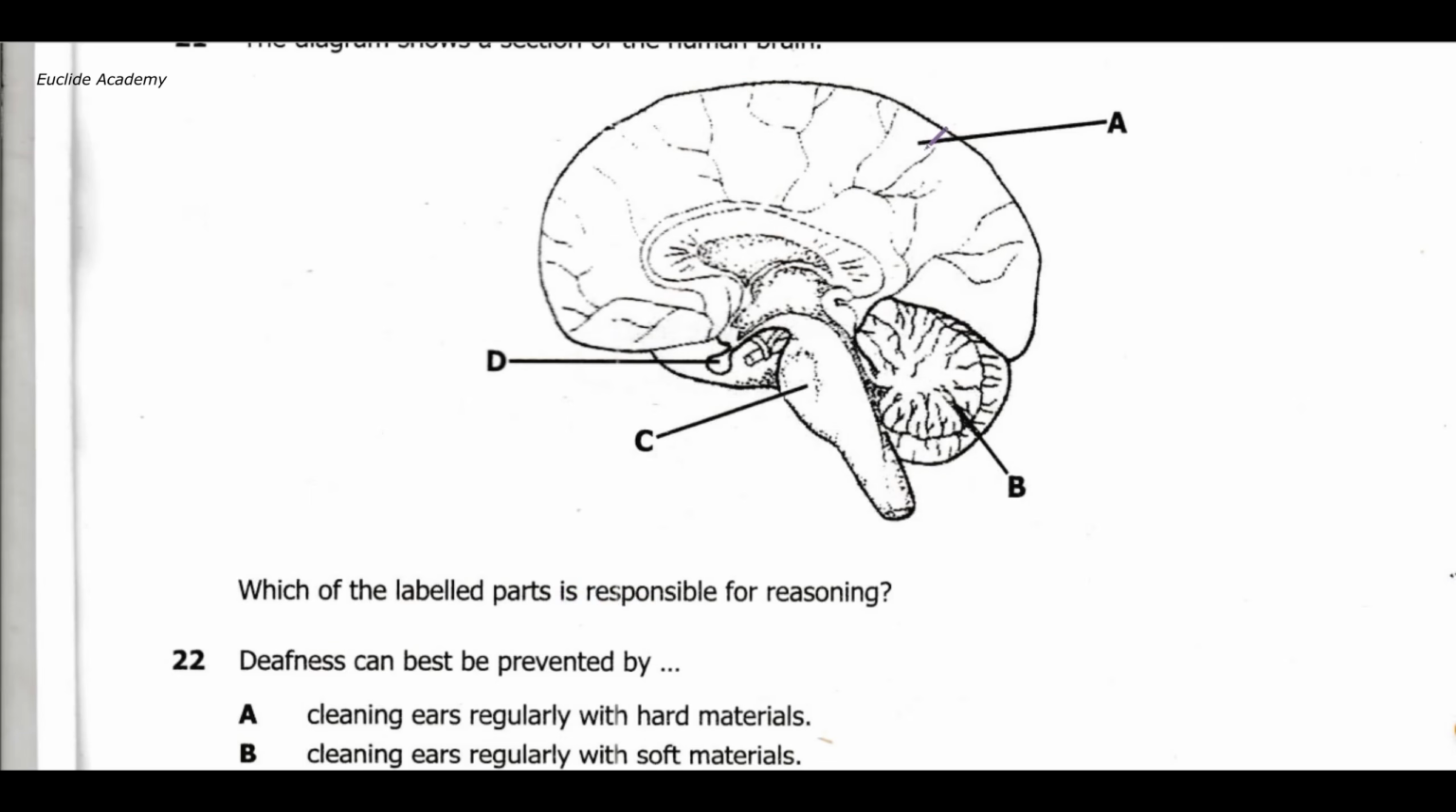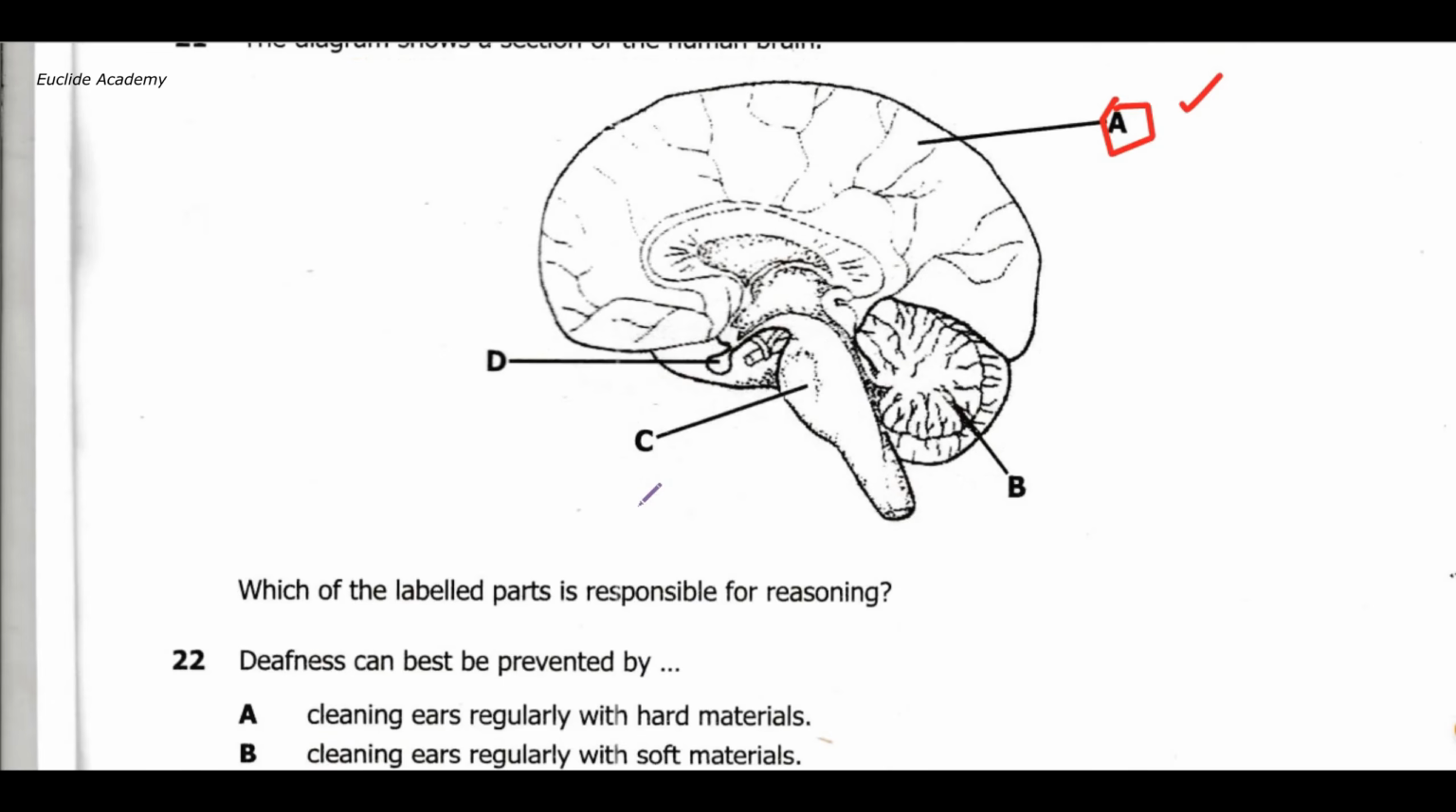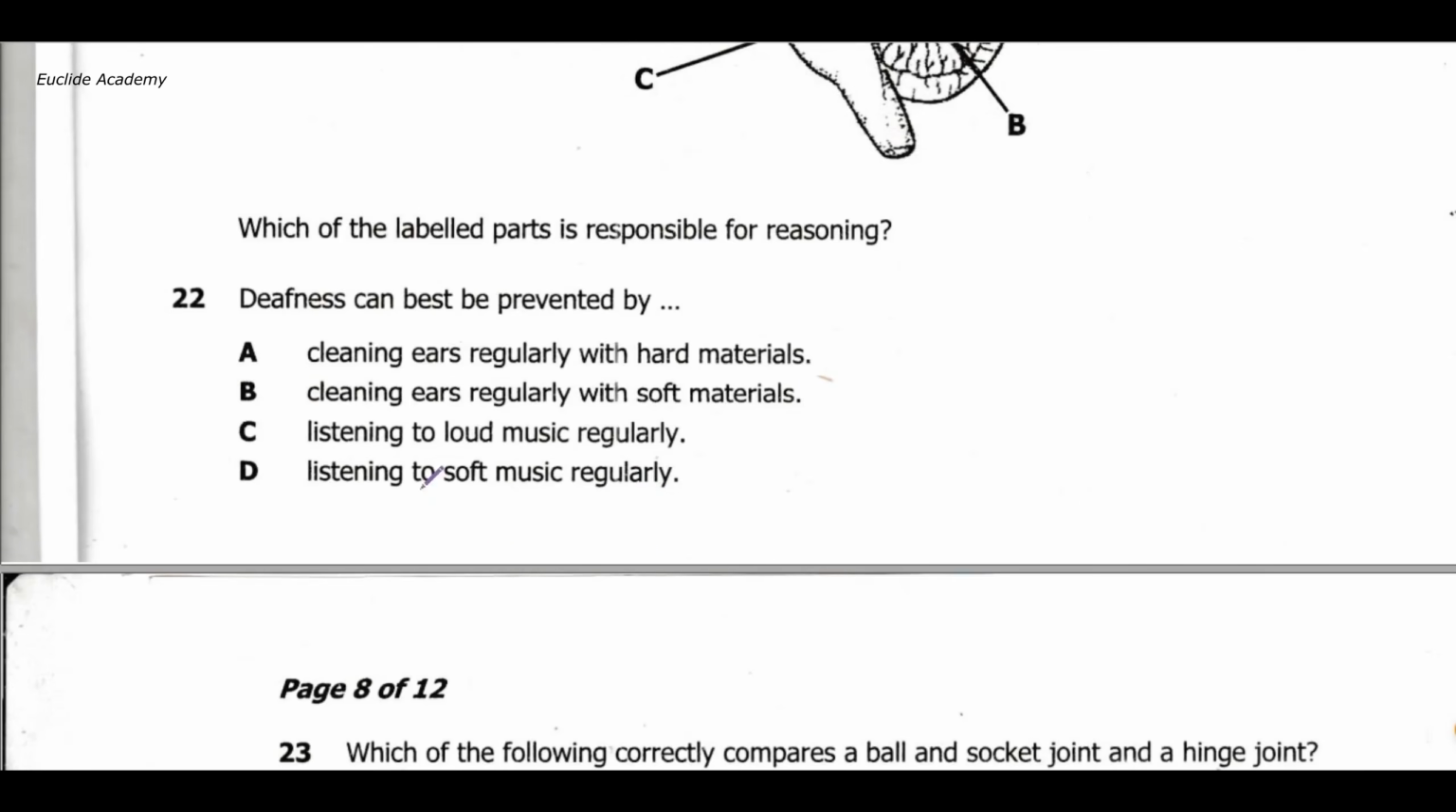So which of the parts is responsible for reasoning? So the forebrain should be responsible for reasoning, and the part is the cerebrum, which is A. So that should be our option here. So it's a cerebrum.